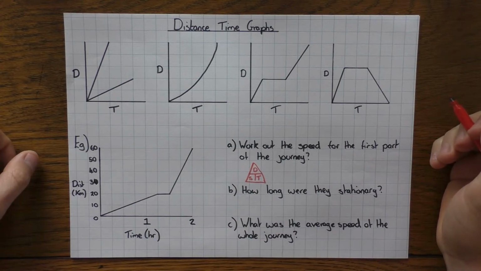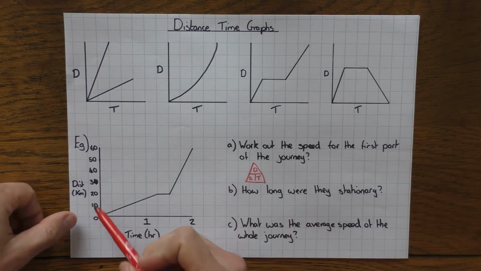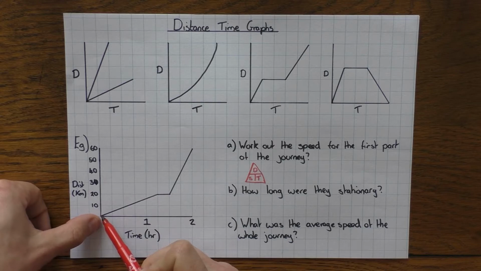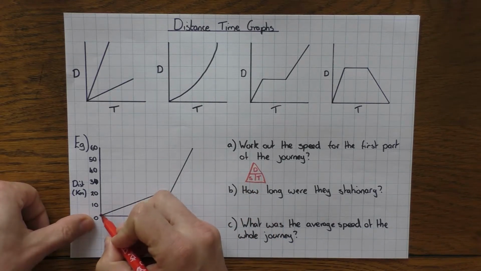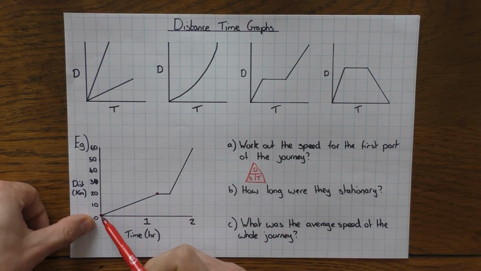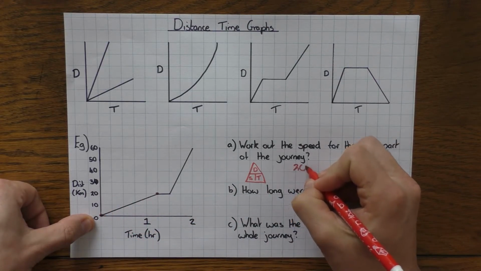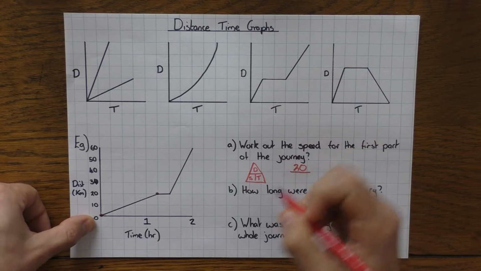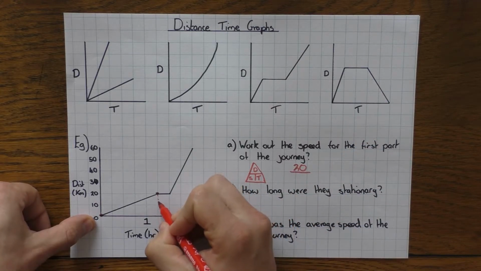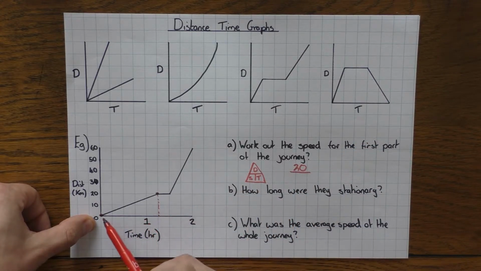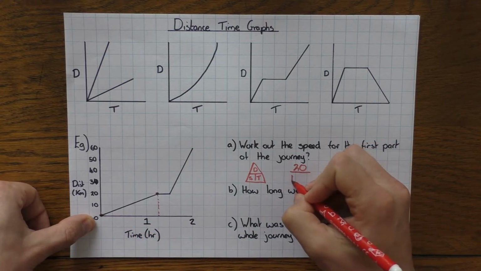So let's work out the distance and then work out the time. The distance is along here. It starts from 0 and the first part of the journey is from this point to this point. So I start off at 0 and they've gone 20. So 20 kilometers divided by the time, and the time is down here, and each hour is broken up into 4, so it's 1¼ hours.